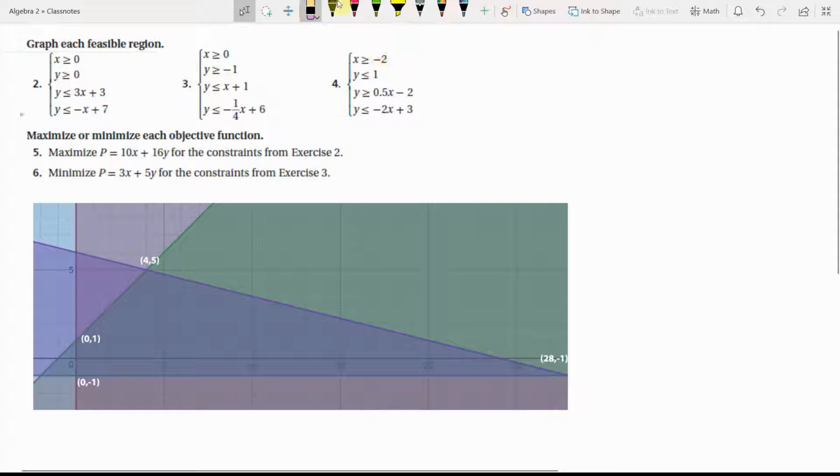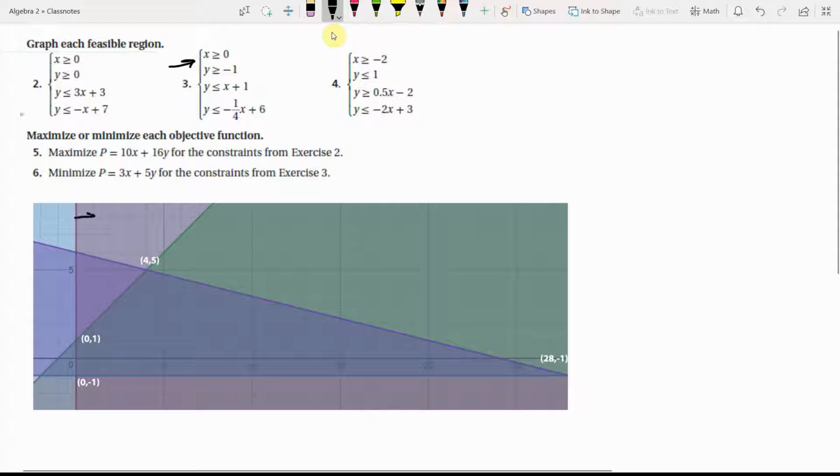Okay guys, I'm going to go over problem number 3, and associated with problem number 3 is 6. So problem number 3 asks us to graph the feasible region. We'll start with x is greater than or equal to 0. I have already taken the liberty of doing that, so here's my graph.